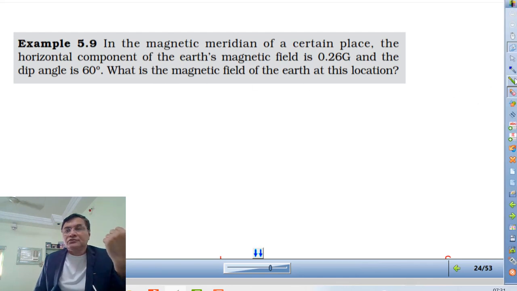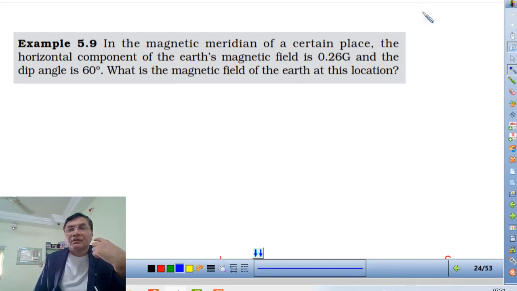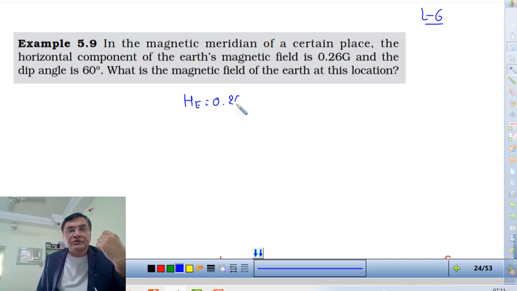So here is one question: for a magnetic material at a certain place, the horizontal component of it is given, that He is equal to 0.26 Gauss. It is in Gauss, not in Tesla. Dip angle, that is I, is equal to 60 degree. Then what is the magnetic field at this location?